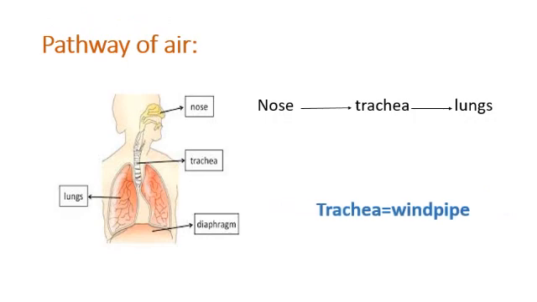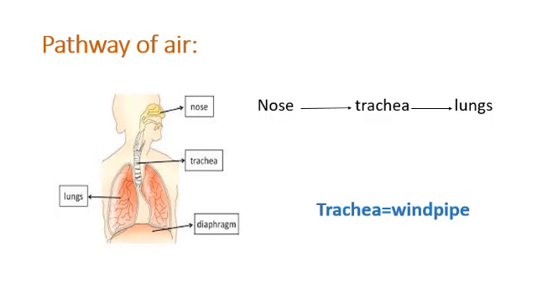Pathway of air through the respiratory system. In this picture, we see the nose, trachea, lungs, and diaphragm. We're going later on to talk about each one of these in detail.